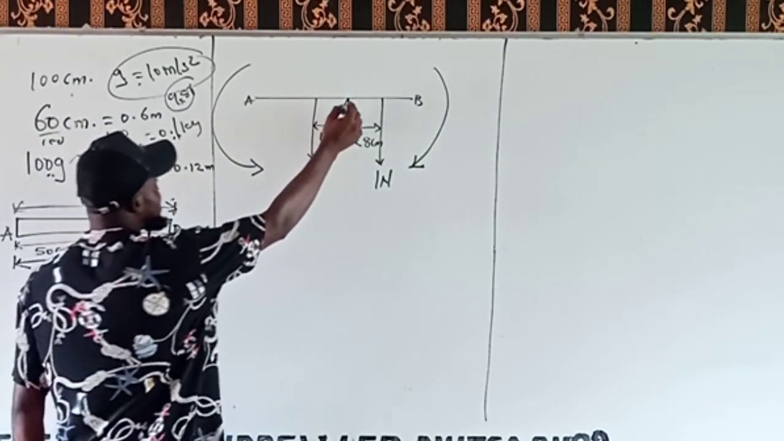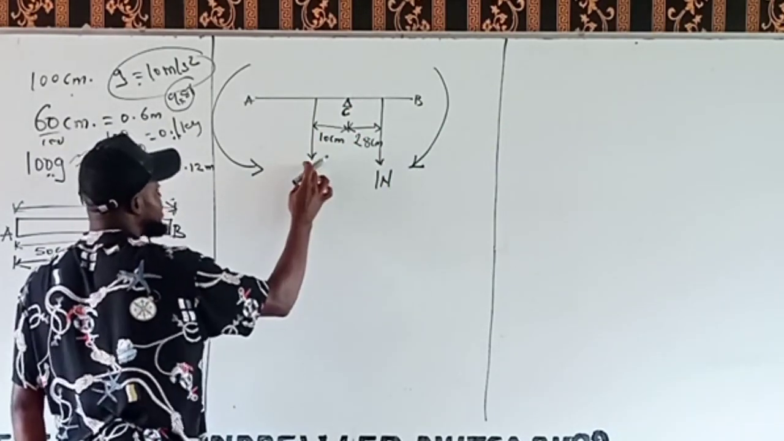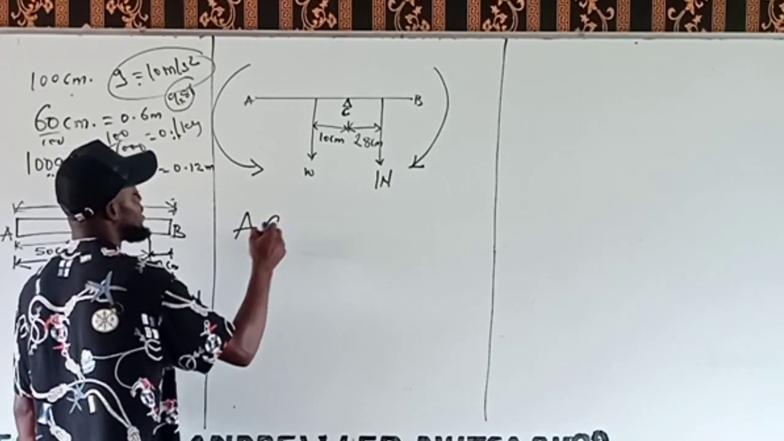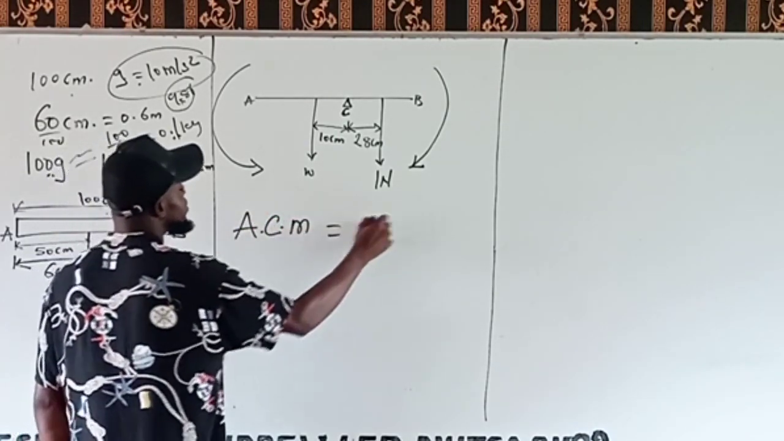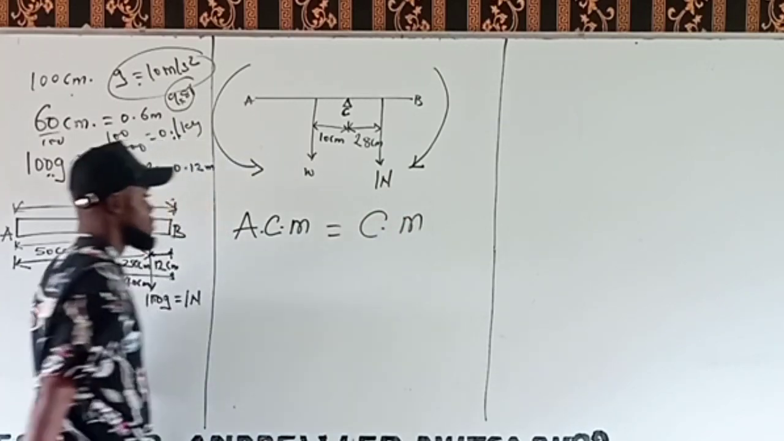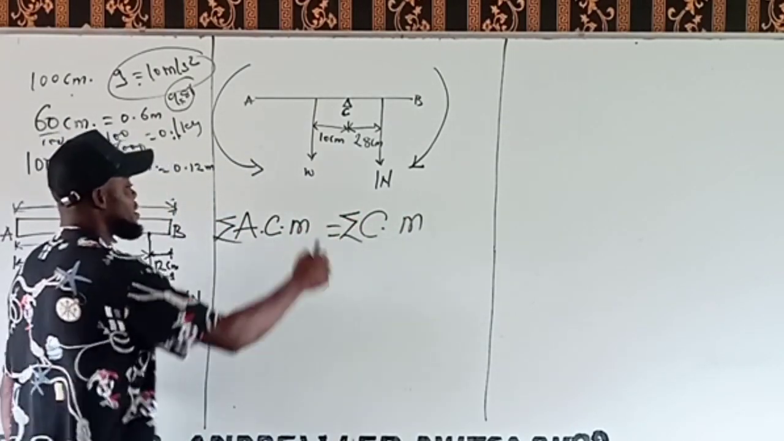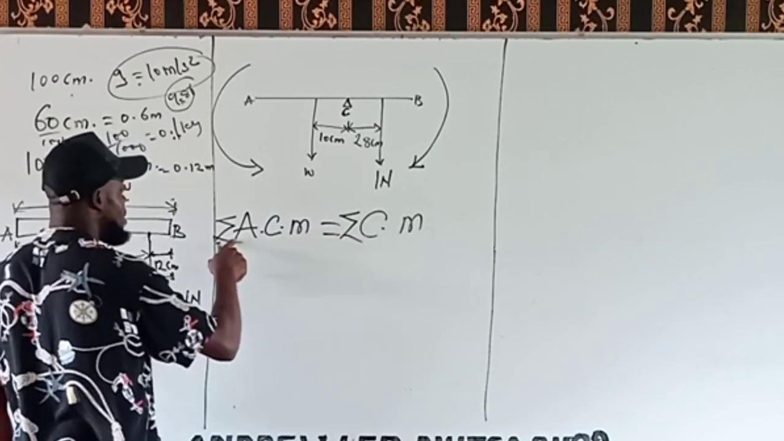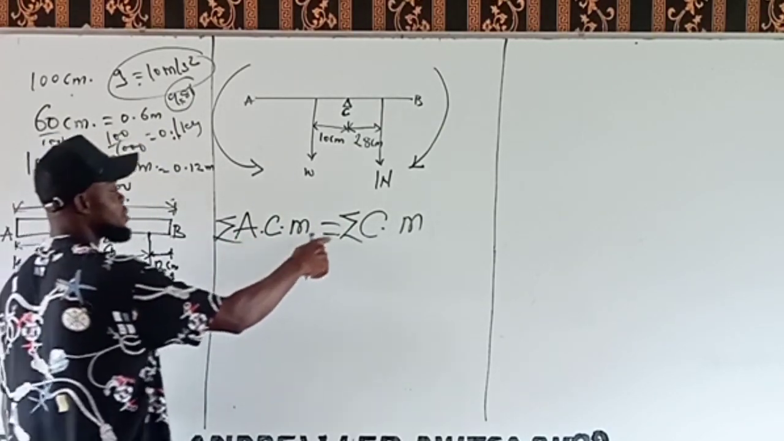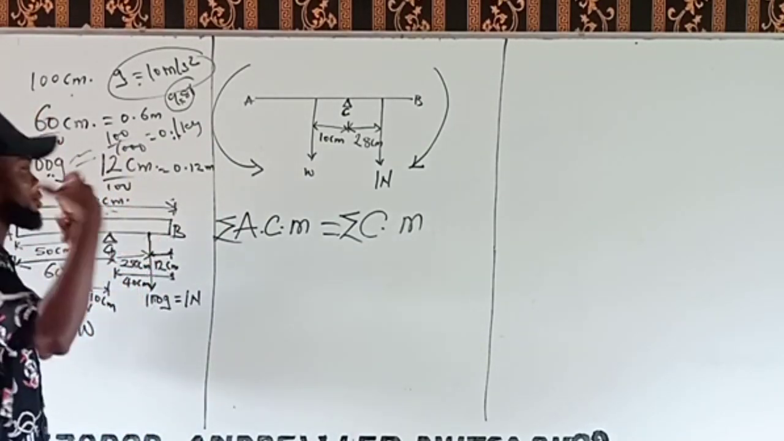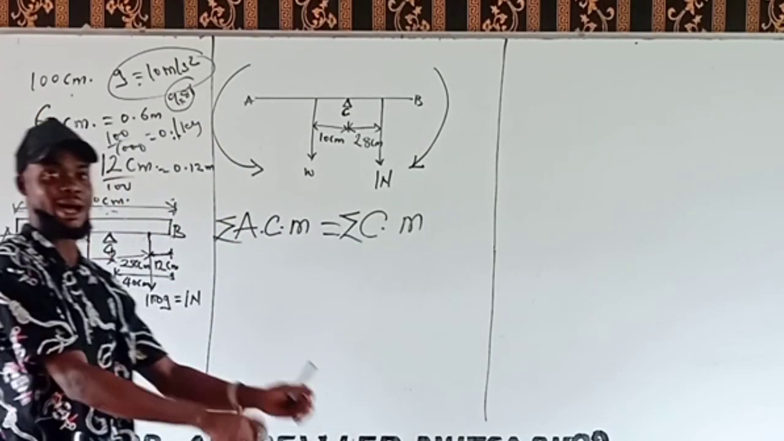So we'll take moments about this point. Which of these two loadings will move this beam anti-clockwise? Remember the law of moments: the sum of all anti-clockwise moments will be equal to the sum of all clockwise moments. The sum of all the anti-clockwise moments will be equal to the sum of all the clockwise moments.